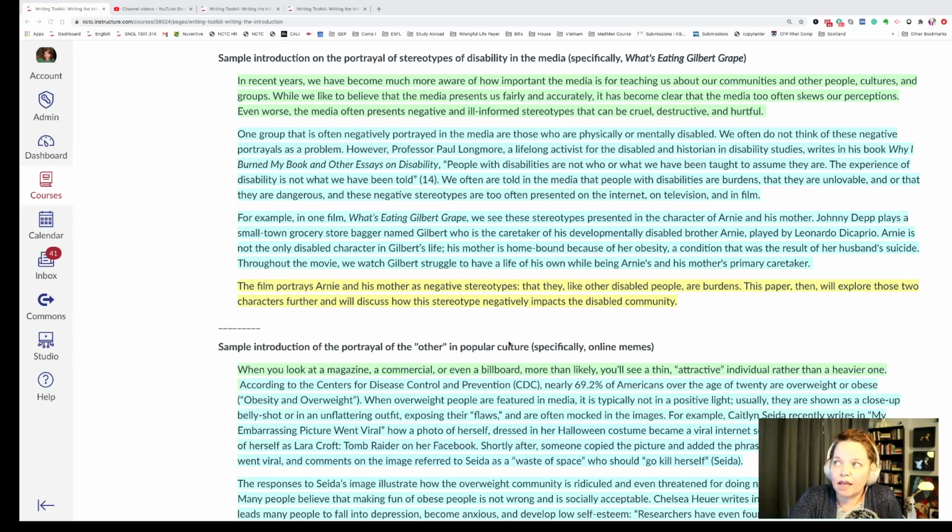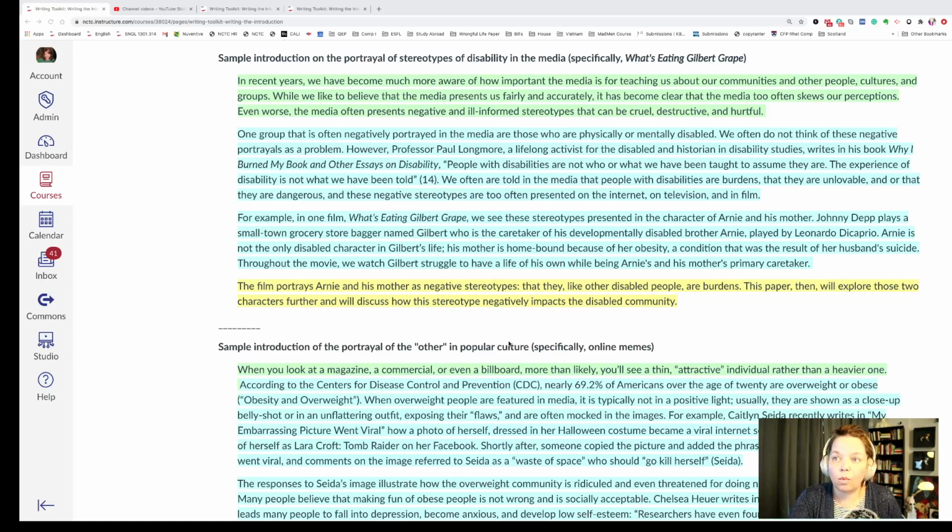We often do not think of these negative portrayals as a problem. However, Professor Paul Longmore, a lifelong activist for the disabled and historian in disability studies, writes in his book, Why I Burned My Book and Other Essays on Disability, quote, "People with disabilities are not who or what we have been taught to assume they are. The experience of disability is not what we have been told." We often are told in the media that people with disabilities are burdens, that they are unlovable, or that they are dangerous. And these negative stereotypes are too often presented on the internet, on television, and in film.